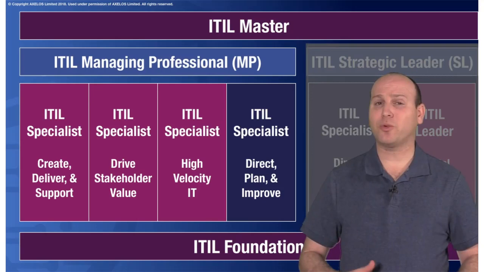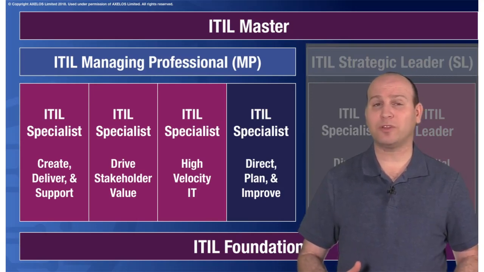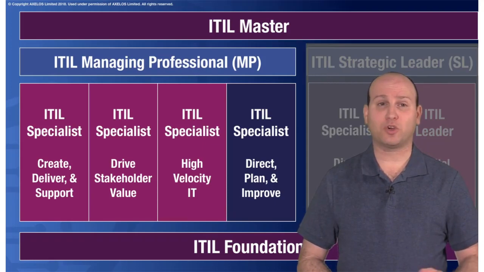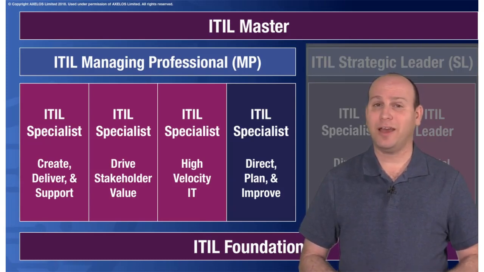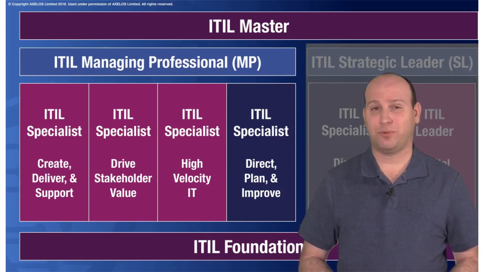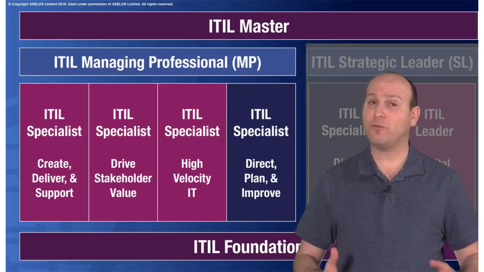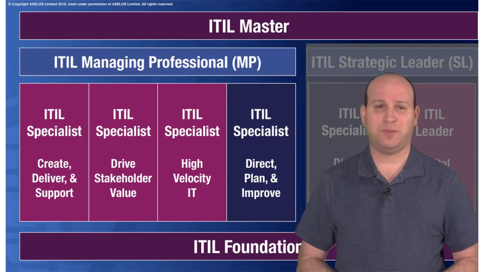Now on the left side, you're working up from ITIL Foundation up to what's known as the MP, or ITIL Managing Professional. To earn that certification, you have to earn 4 ITIL Specialist certifications. Each one of these has their own exam. Now the ITIL Specialist for Create, Deliver, and Support, ITIL Specialist for Drive Stakeholder Value, ITIL Specialist for High Velocity IT, and ITIL Specialist for Direct, Plan, and Improve. As you take all 4 of these exams and you pass them, once you get all 4, you are now known as an ITIL Managing Professional.